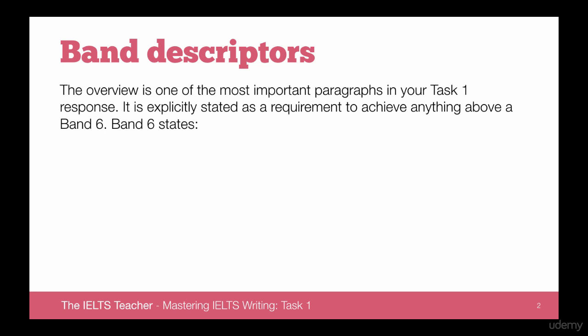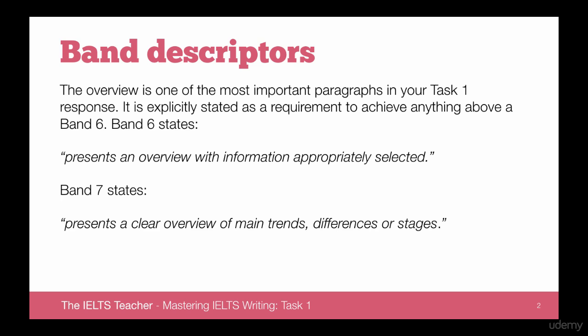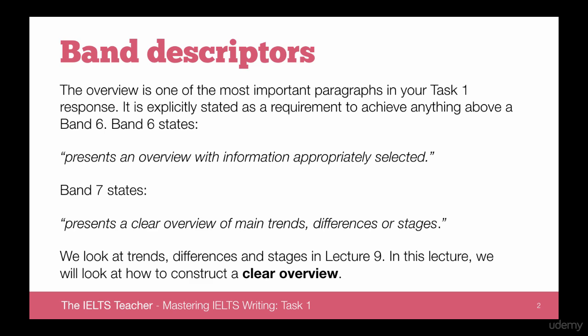In fact, the requirement for Band 6 states that the writer must present an overview with information appropriately selected. Band 5 actually states that there may be no clear overview. So in order to secure at least a Band 6, you need to present an overview. In order to secure a Band 7, you must present a clear overview of main trends, differences or stages. Now in a previous lecture, in Lecture 9, we looked at how to identify and discuss trends, differences and stages. But in this lecture, we're just going to look at how to construct a clear overview. Let's get started.